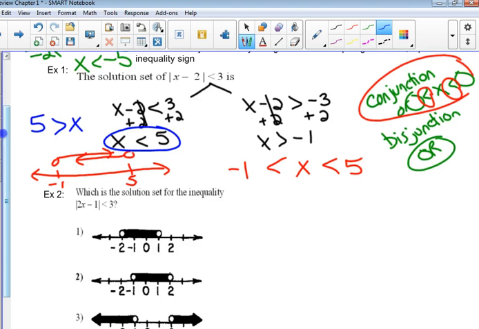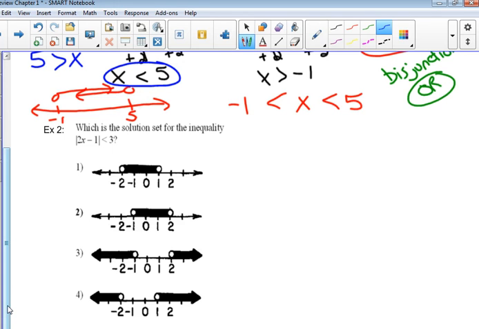Yeah, with inequality. Alright, why don't you guys try this next one? It's just saying which one would be the graph of it. Hopefully you can go for the gold here.